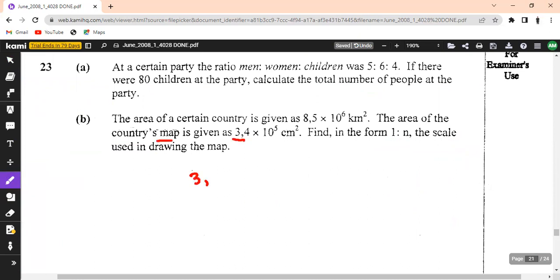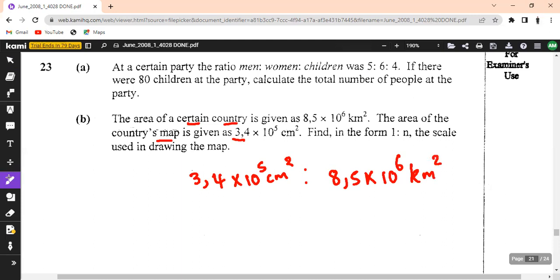The map is given by 3,4 times 10 to the power of 5 square centimeters, as to the actual, which is the real area, 8,5 times 10 to the power of 6 square kilometers. The question is for us to find the scale, and these are squares, which means here you are working with area factor. These are square units, which means you've got area factor. You need to find the scale factor first. That is what they are asking here, 1 as to n.